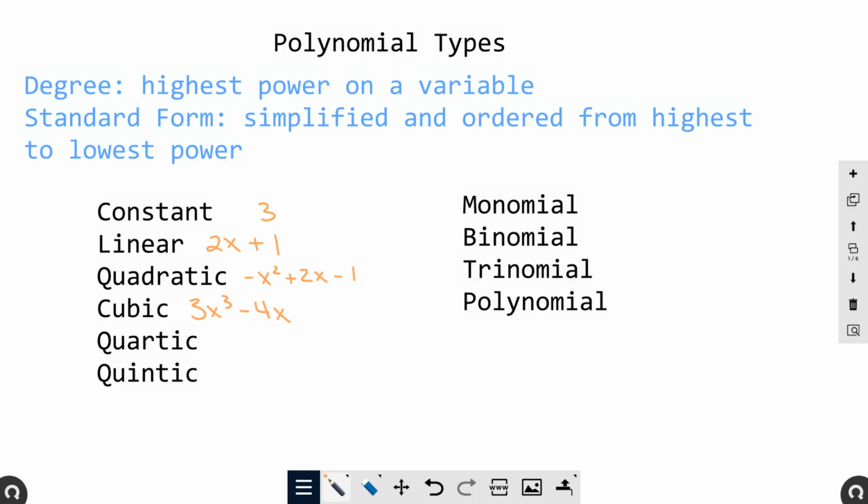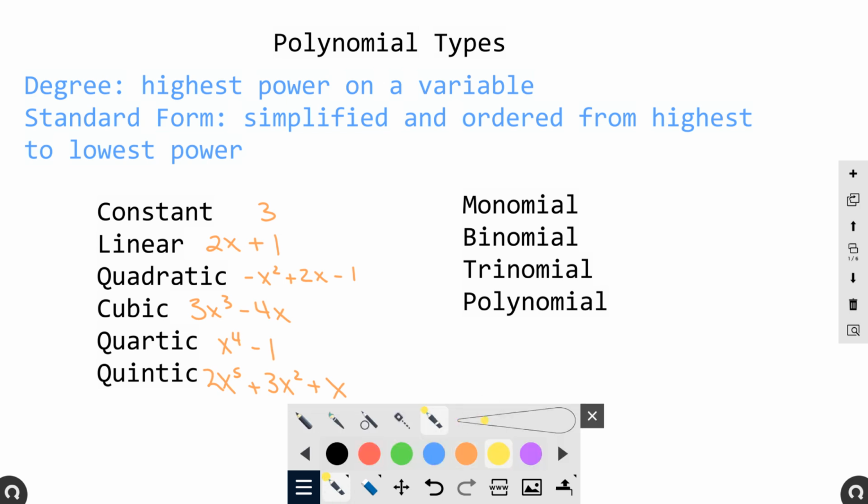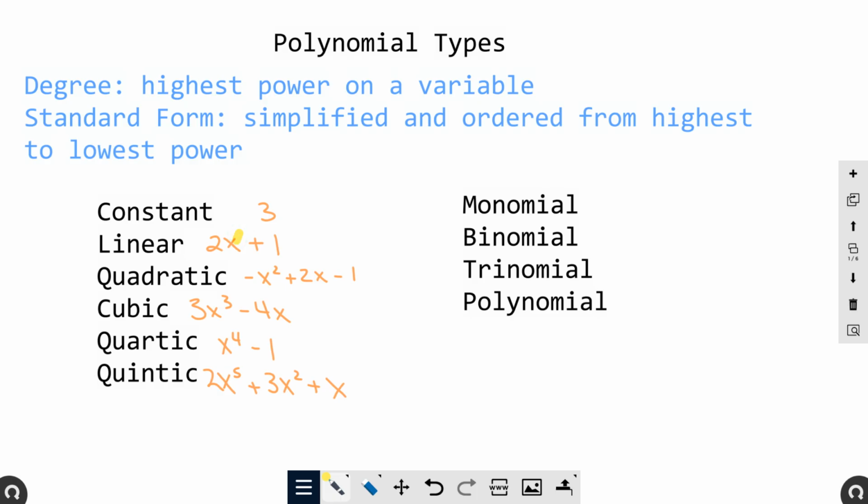What about quartic? That's the 4. So x to the 4th minus 1. And what about quintic? Good. So 2x to the 5th plus 3x squared. And there are some examples. And I just made up extra terms to go along with them because it doesn't matter what else is there. You're just looking for that highest power that you have. So constant doesn't have an x at all. And then the other powers are 1, 2, 3, 4, 5 to go along with your linear, quadratic, cubic, quartic, quintic.